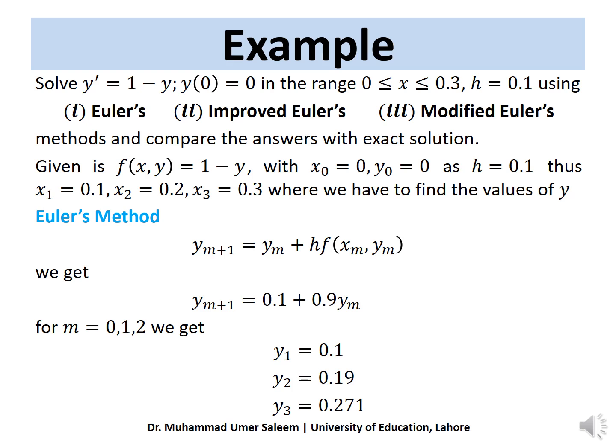First, Euler method. The general formula, you know, is y(m+1) is equal to ym plus h f of xm, ym. We put the value of h, and using the function you will end up with this equation. Put m is equal to 0, you will get the value of y1; put m is equal to 1, you will get the value of y2; and put m is equal to 2, you will get the value of y3.